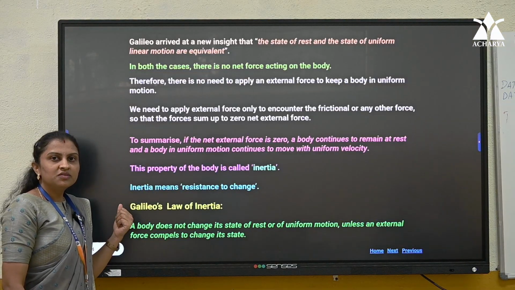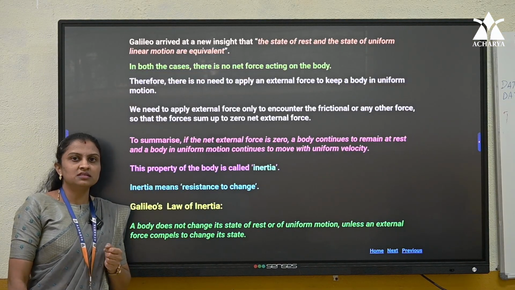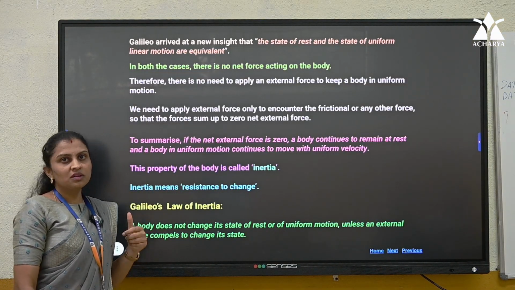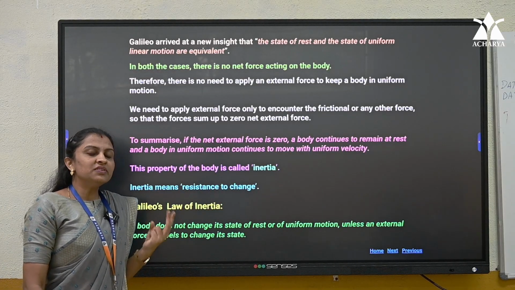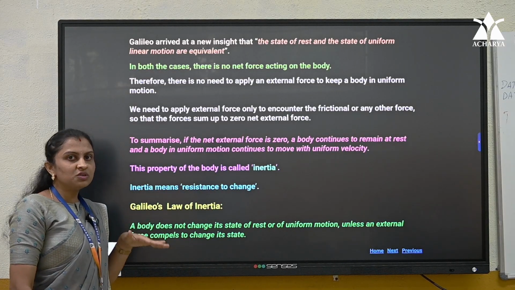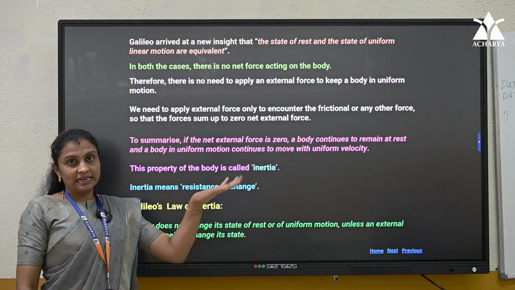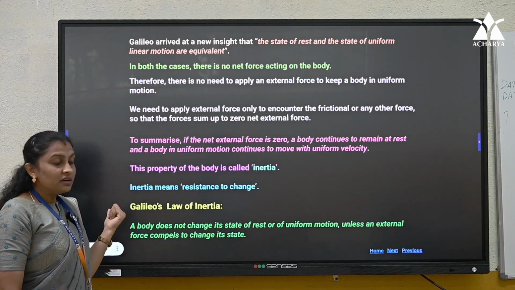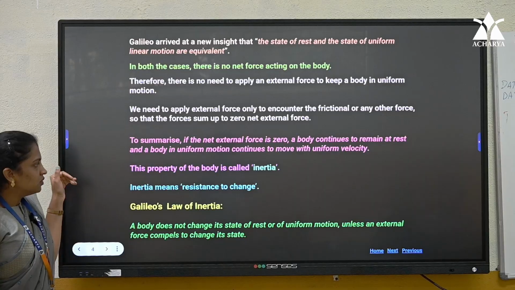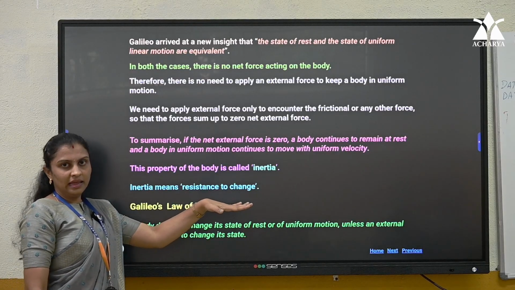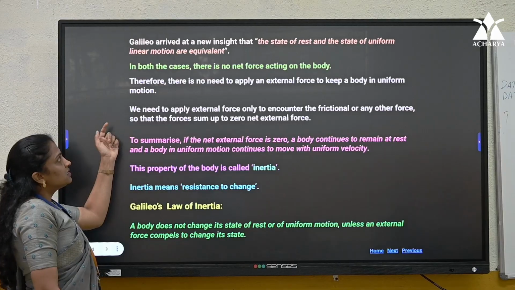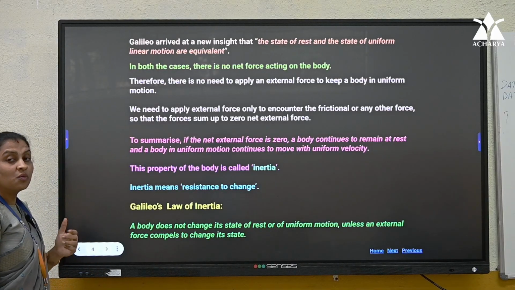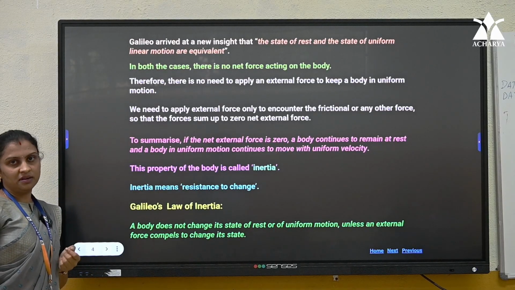In the last slide, we observed 3 cases. The ball rolls down and reaches the same height in the absence of friction. In the second case, it also moves down and reaches the same height. And in the third case, it moves in the horizontal plane an infinite distance. From this we get to know Galileo's statement.